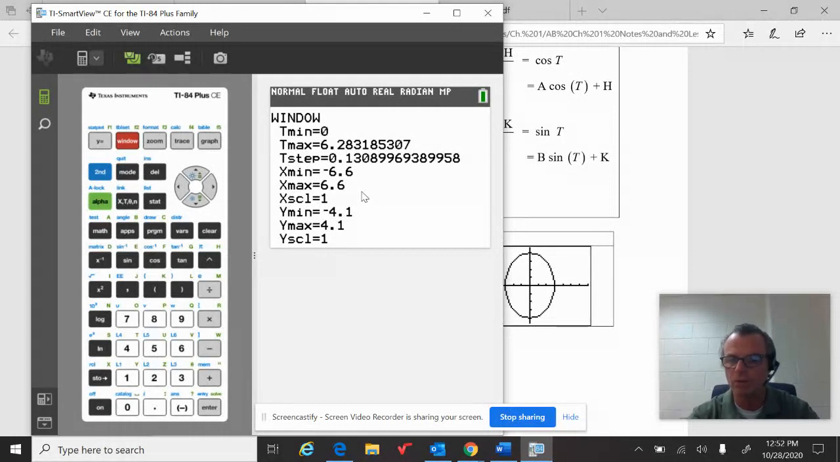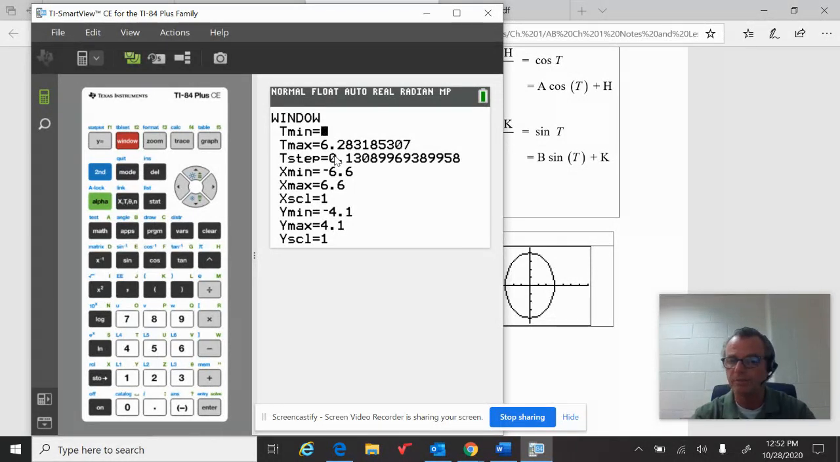The T-min, start at when? Start at 0. We made the T-max 2 pi. Well, we're dealing with a trigonometric shape. We can adjust this. And we made the T-step pi divided by 24. So the T-step is how often the calculator takes a picture of the graph, and then it turns around and connects the picture.